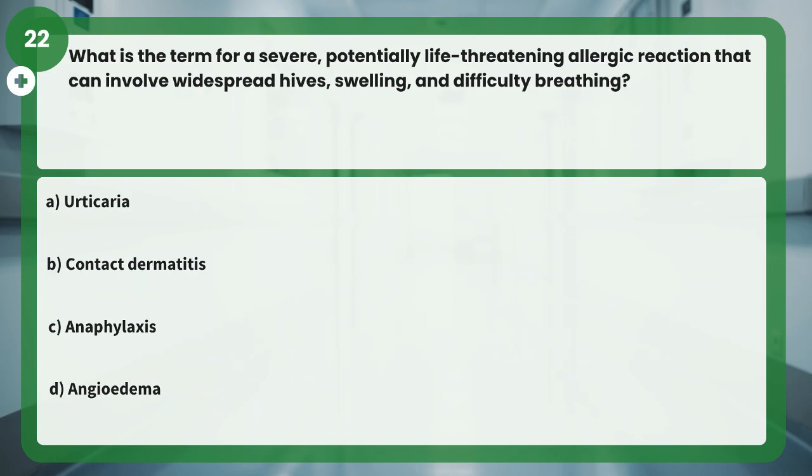Question 22. What is the term for a severe, potentially life-threatening allergic reaction that can involve widespread hives, swelling, and difficulty breathing? A. Urticaria. B. Contact dermatitis. C. Anaphylaxis. D. Angioedema.